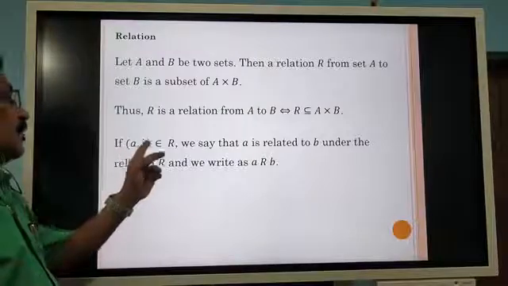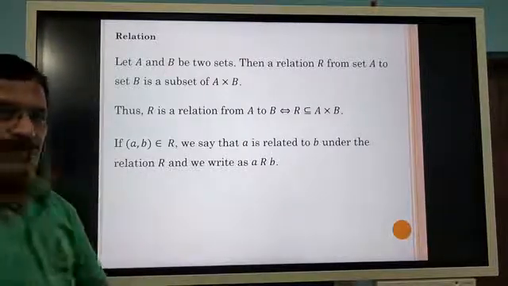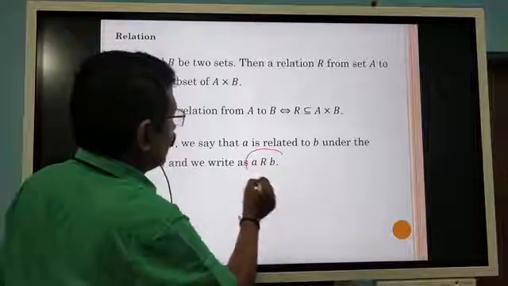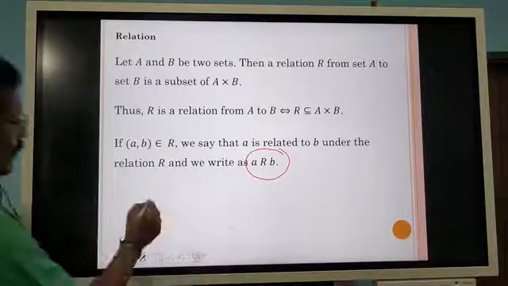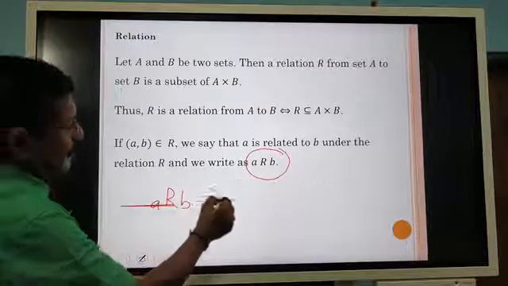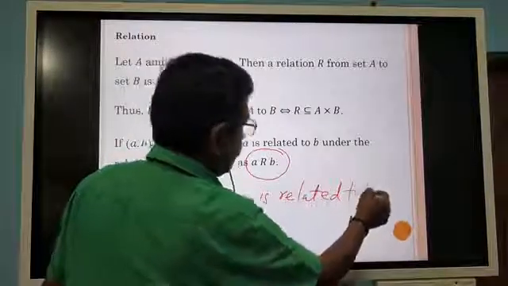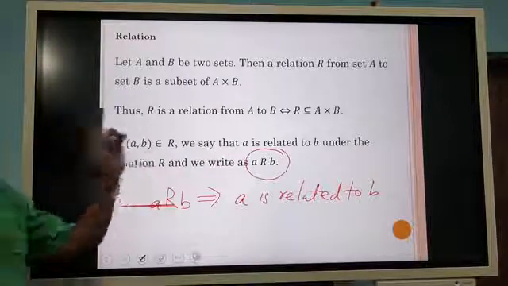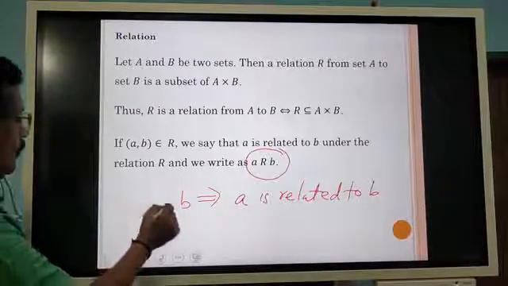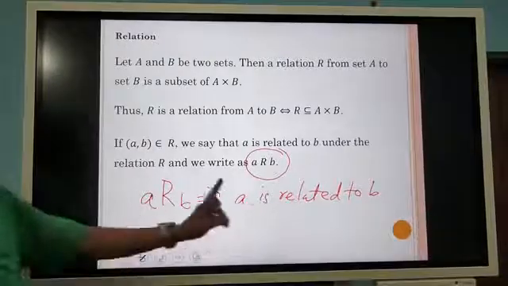Suppose the ordered pair (A, B) is an element of R. It means that A is related to B under the relation R. Then we can write this as A R B. A R B implies A is related to B. So if the ordered pair (A, B) is an element of R, then A R B. A R B implies A is related to B.